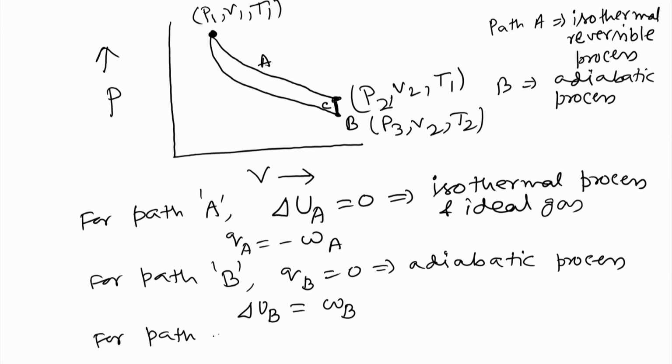Okay. For path C, W is 0, there is no PV work. So we can write delta UC is QC and so on. Okay, so in that fashion, we have just worked out here how we can calculate internal energy change, heat change, or work done for different processes.